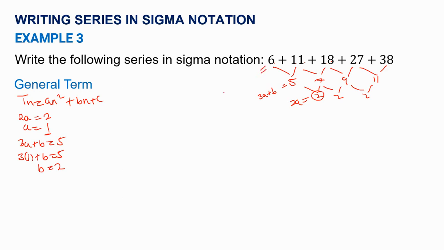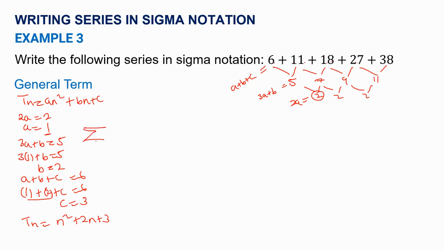Then you get the first term of the quadratic sequence, a plus b plus c. So a plus b plus c is equal to 6. a is equal to 1, b is equal to 2, plus c is equal to 6. This is 3. So therefore c is equal to 6 minus 3, which is 3. Therefore the general term will be Tn is equal to n squared plus 2n plus 3. Meaning that for our sigma notation, we're going to have, let me write it here, n squared plus 2n plus 3.